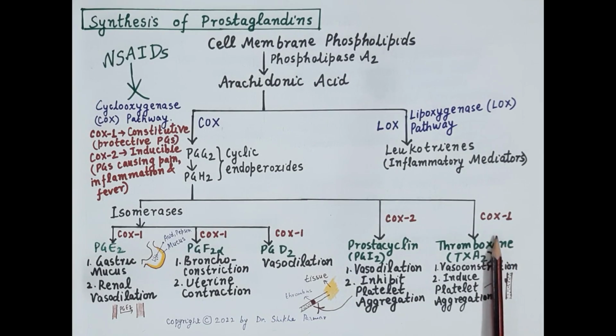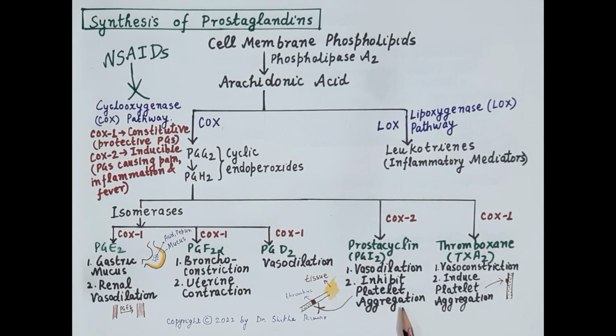So, if COX-1 is inhibited, that will reduce the synthesis of thromboxane A2 and that will increase the risk of bleeding. Thus, prostacyclin as well as thromboxane have antagonistic actions, but both are essential for normal healthy circulation, and these are produced in a balanced amount in the body.